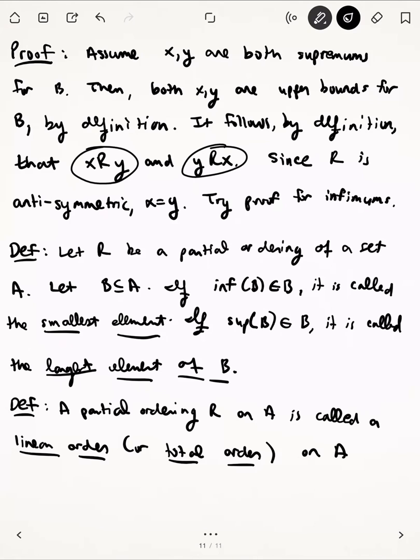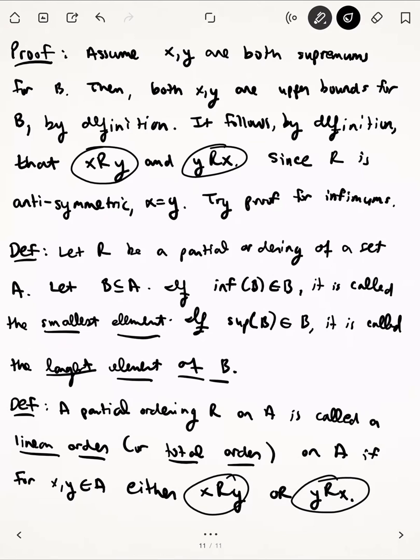On A, if for x, y in A, either x is related to y or y is related to x. So if you take two elements from a set with the partial ordering R, and one of these two statements is true for those two elements, no matter what elements they are, then we call it a total order or a linear order. So again, it's a set that has a little bit more structure to it.